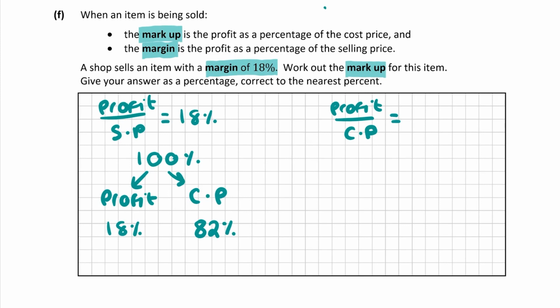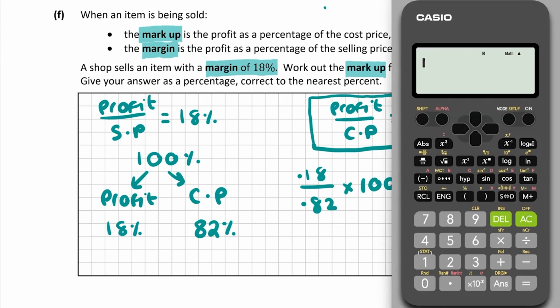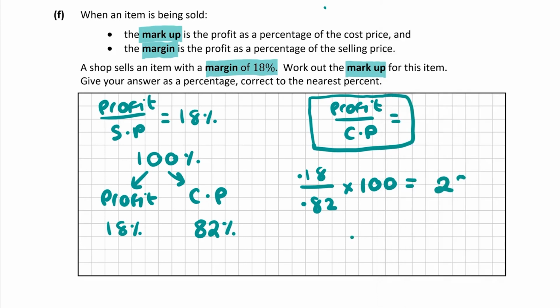So now all we have to do is use this formula to get the markup. The profit is 18%. The cost price is 82%. Multiply those by 100 to then get your percentage. So we have 0.18 over 0.82. Multiply that by 100, and you get 21.95%, which to the nearest percent is 22%. So 22% is our answer for this question.